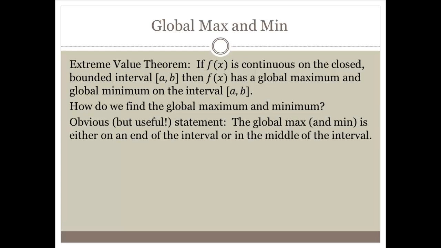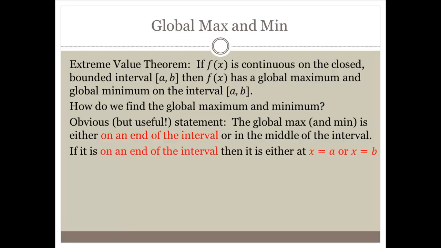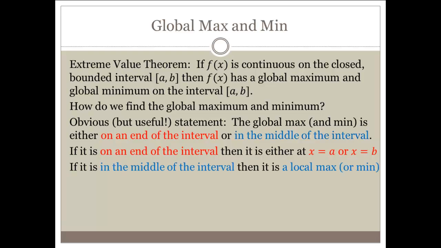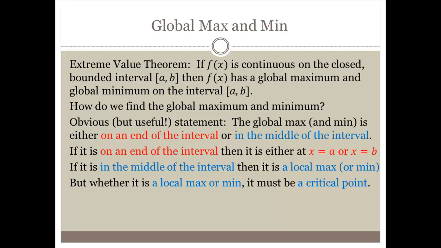Let's start with an obvious but useful statement. The global max and min is either on an end of the interval or in the middle of the interval. Why is this useful? Well, let's look at the two possibilities. If it is on an end of the interval, then it is either at x equals a or x equals b. And if it is in the middle of the interval, then it must be a local max or min. But whether it is a local max or min, it must be a critical point.